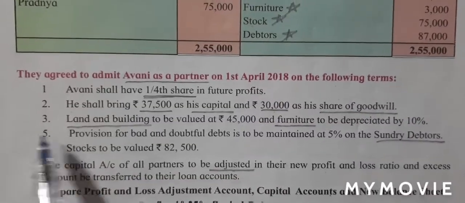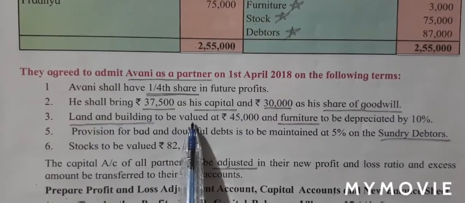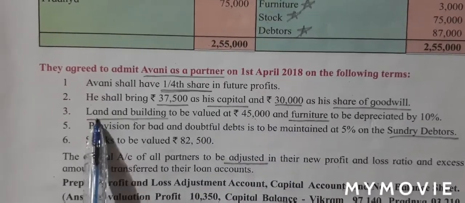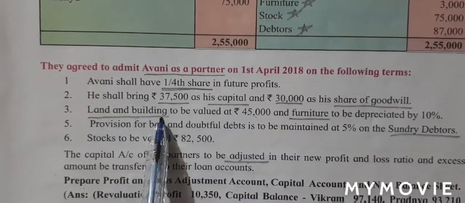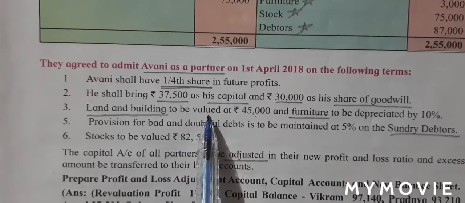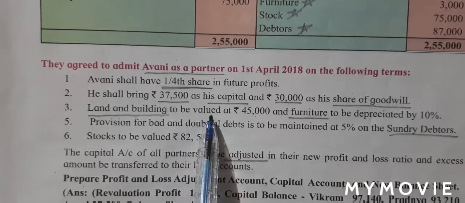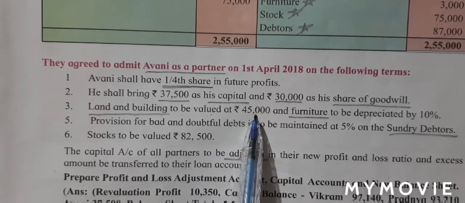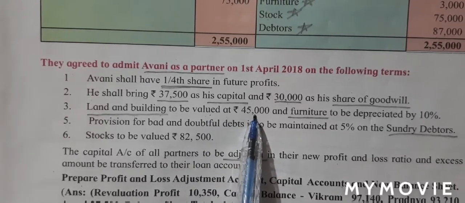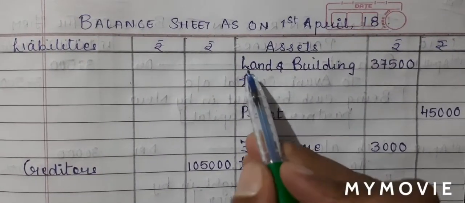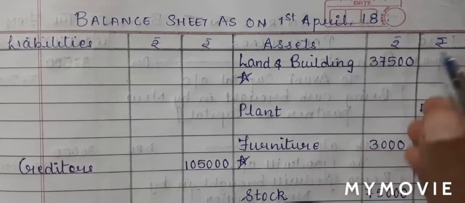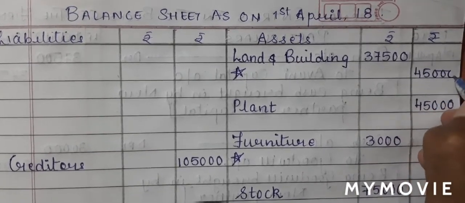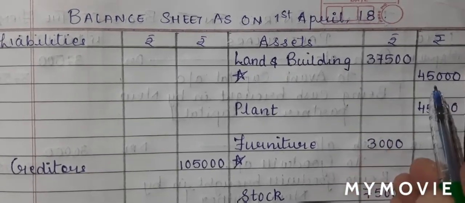Adjustment number 3. Land and building to be valued at rupees 45,000 and furniture. So first we will do only our effect for land and building. Students, the word given to you is valued. You know, whenever they say valued, you always write this amount in the outer column. So let's do the effect for land and building. So for land and building, since they have told valued, I'll write the amount in the outer column, that is 45,000.